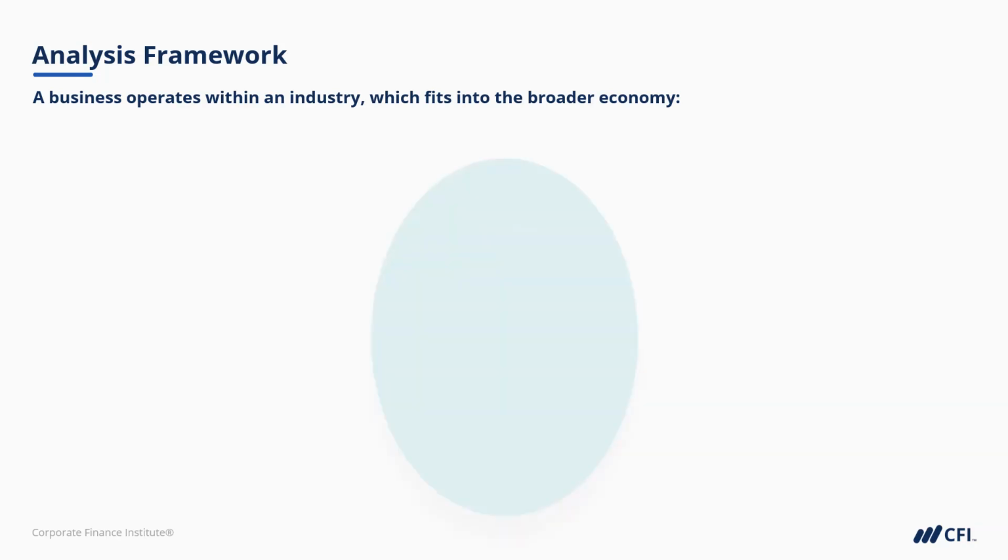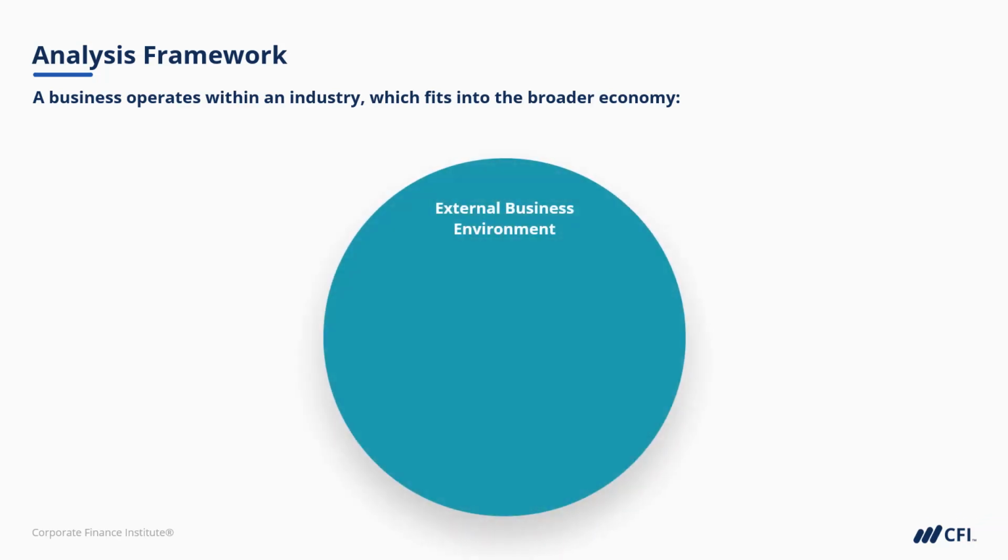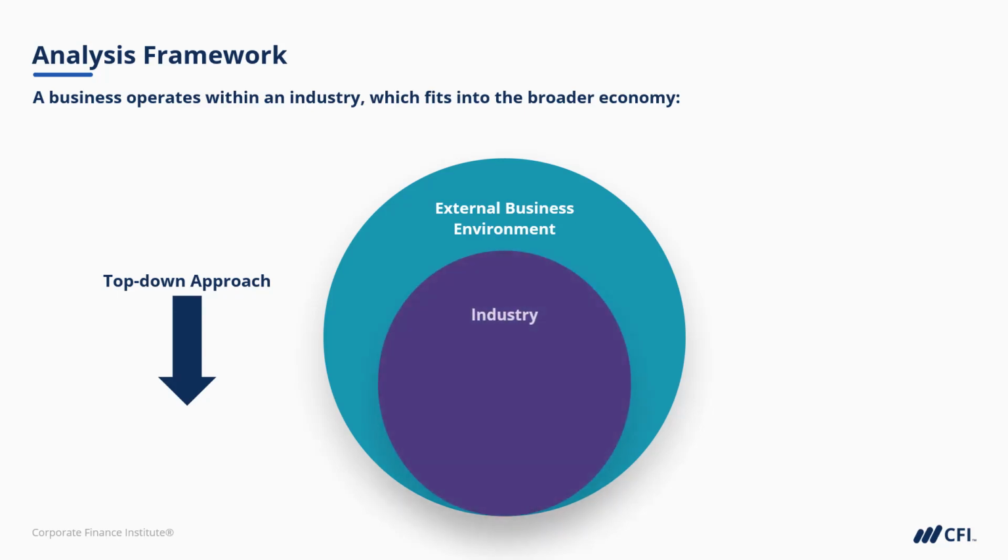For context, we're going to look at growth drivers and business risk throughout this course using the following framework. As we know, a business operates within an industry, and that industry fits into the broader economy. We'll start by assessing the external economy and the business environment and its potential impact on the business itself. We call this a top-down approach. Then we'll get into the industry and its impact on the business before finally looking at the company itself.